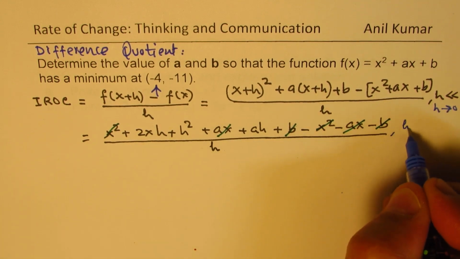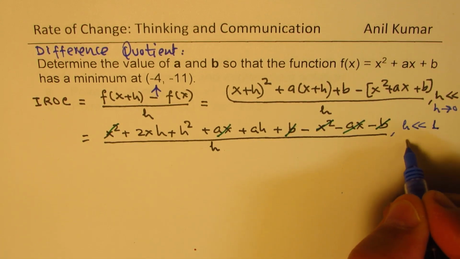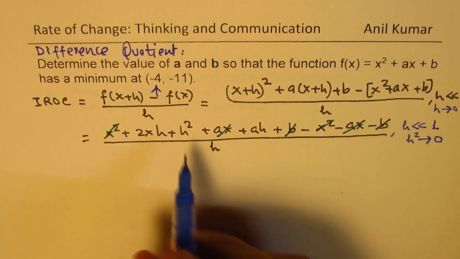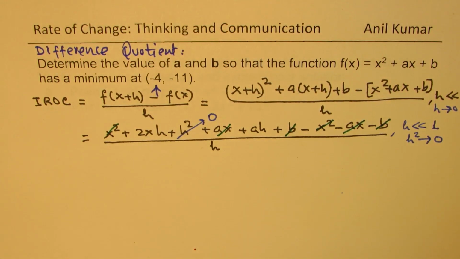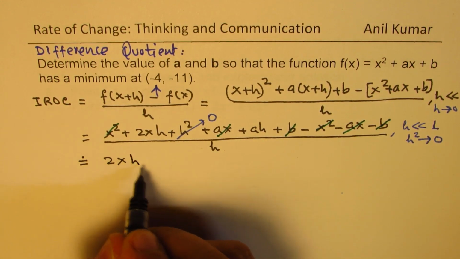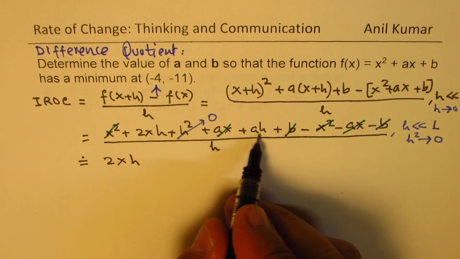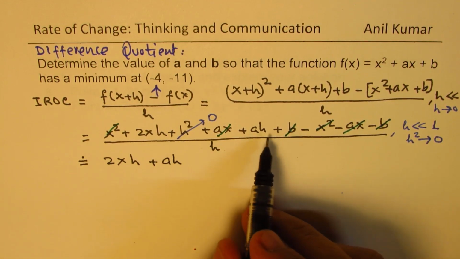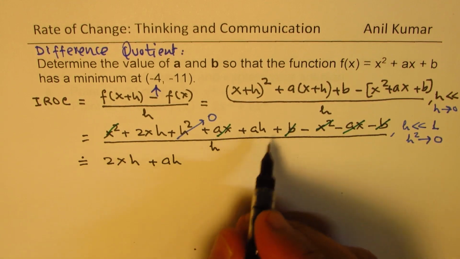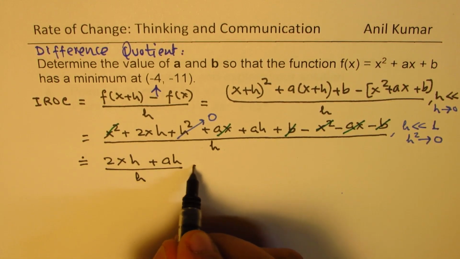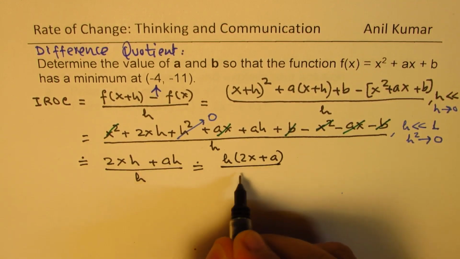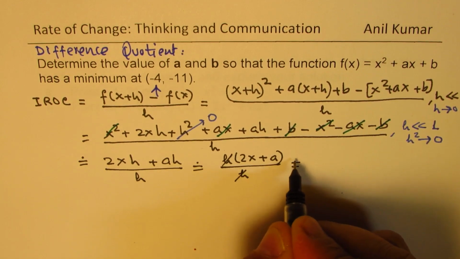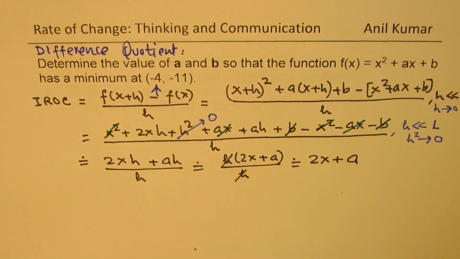Now, since h is very, very small, h squared approaches 0, so we'll consider this to be 0. We can write this as approximately 2xh. We are approaching this to 0, so we are left with only ah here. The other terms cancel away, divided by h. Now h is common, so we get 2x plus a over h. Now h and h cancel, so we get approximately 2x plus a.